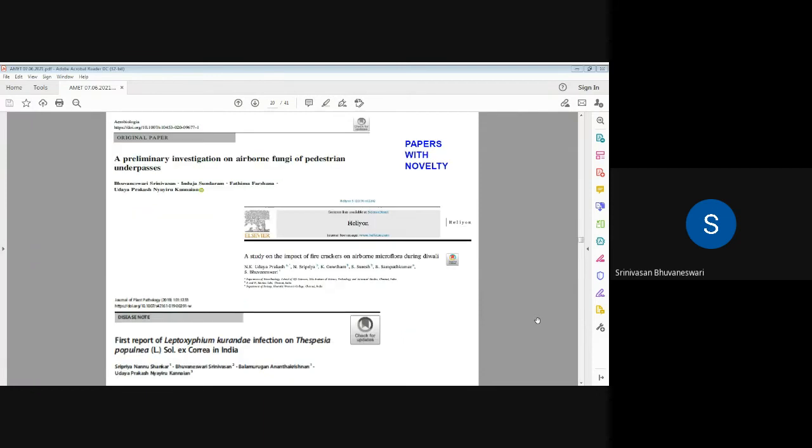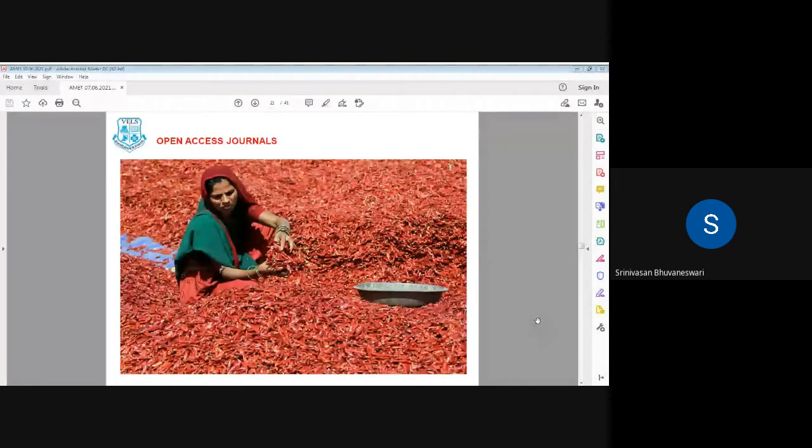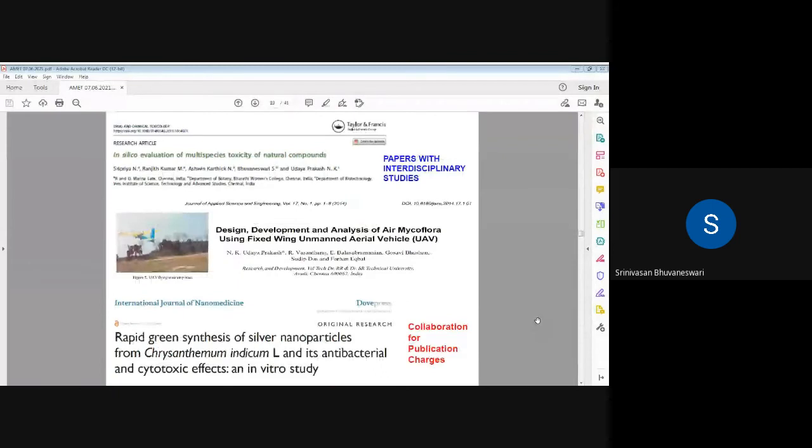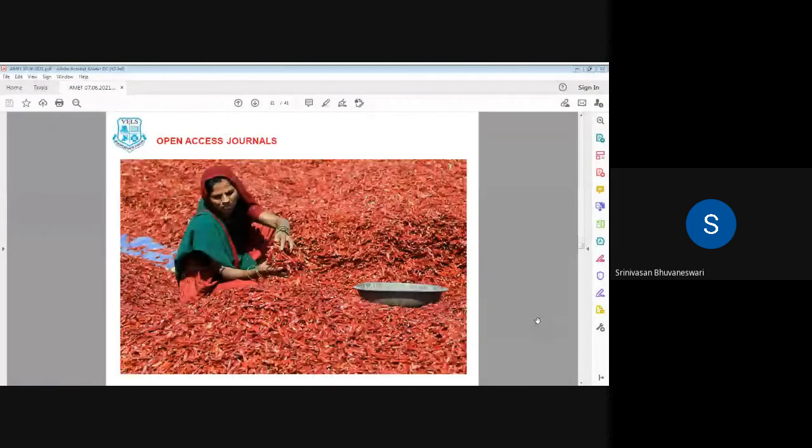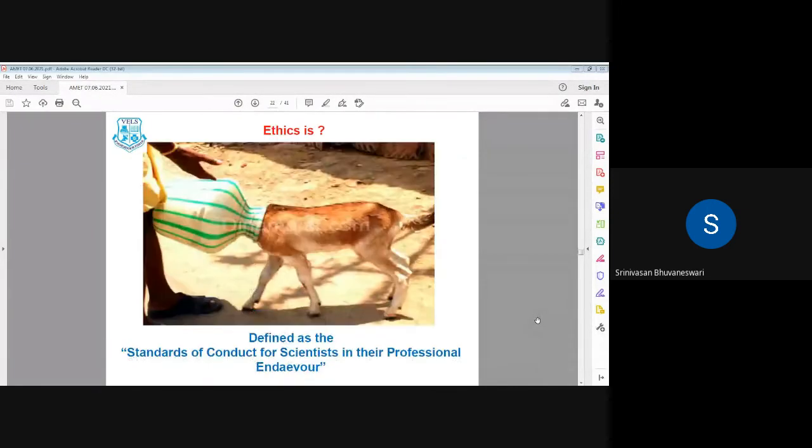And then papers with novelty. When you're working continuously, you can bring many novelties to the science. Open access journals, there are plenty of journals available. You might have seen that I went for collaboration because of publication charge. Whenever you're going for open access journals, they used to charge, but the advantage is it reaches the maximum number of people.